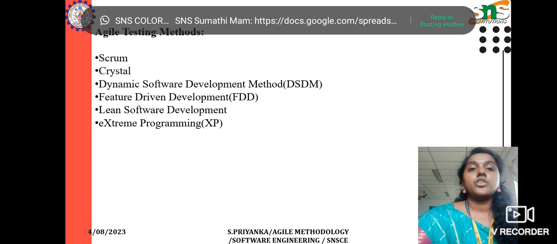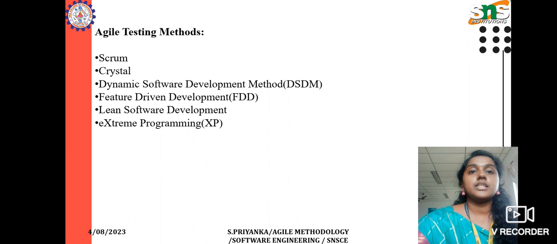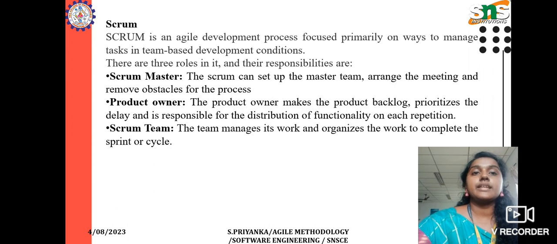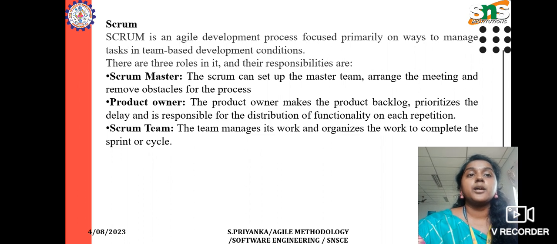Next, agile testing methods. Agile methods mainly consist of Scrum, Crystal, Dynamic Software Development Method, that is DSDM, Feature Driven Development, that is FDD, Lean Software Development, and finally Extreme Programming, XP. Scrum is an agile development process focused primarily on ways to manage tasks in team-based development conditions. Here there are mainly 3 roles: the Scrum Master, Product Owner, and Scrum Team.